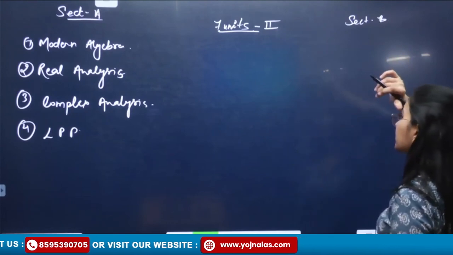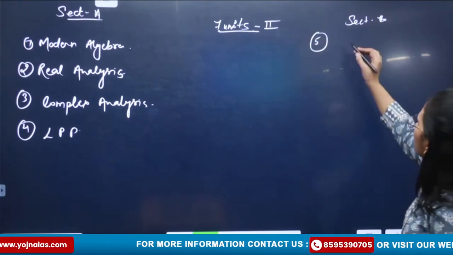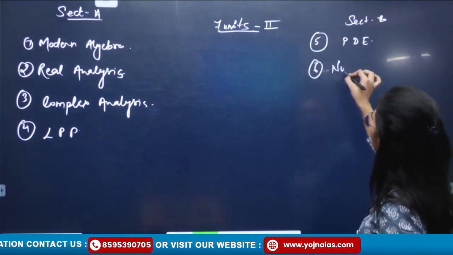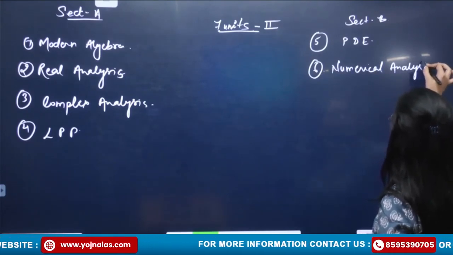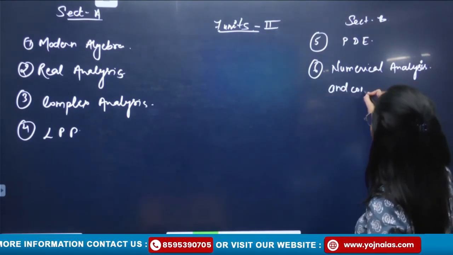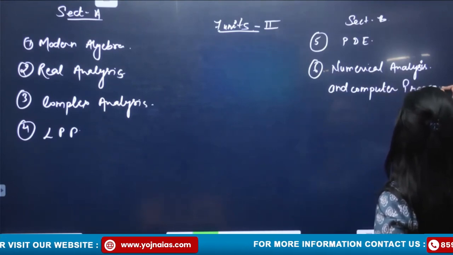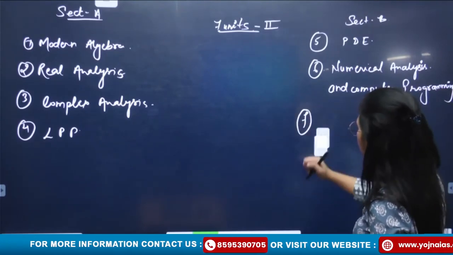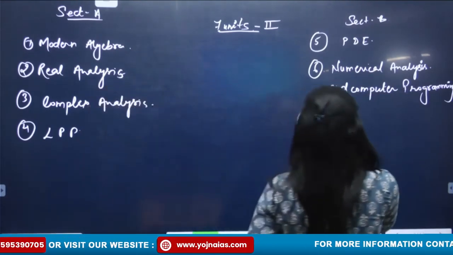In section B we have 3 units. Fifth unit in the entire syllabus is partial differential equation. Then you do have numerical analysis, and computer programming. And the seventh and last one is statics and dynamics, which was part of paper 1. Here we do have fluid dynamics and mechanics.